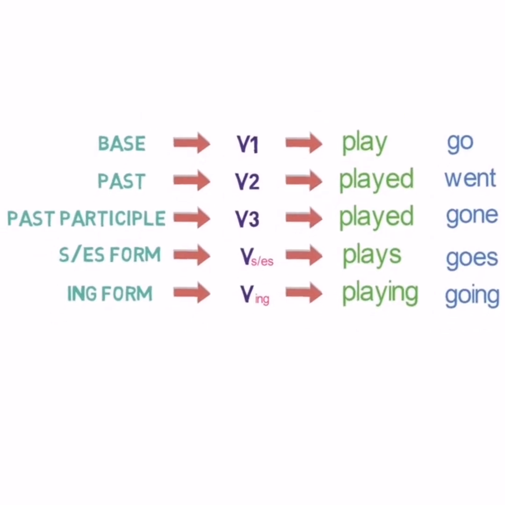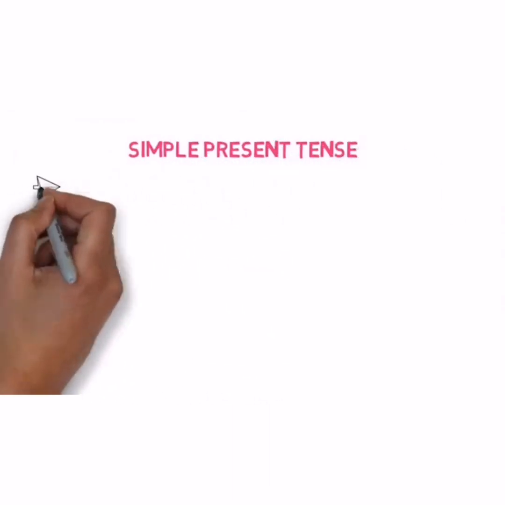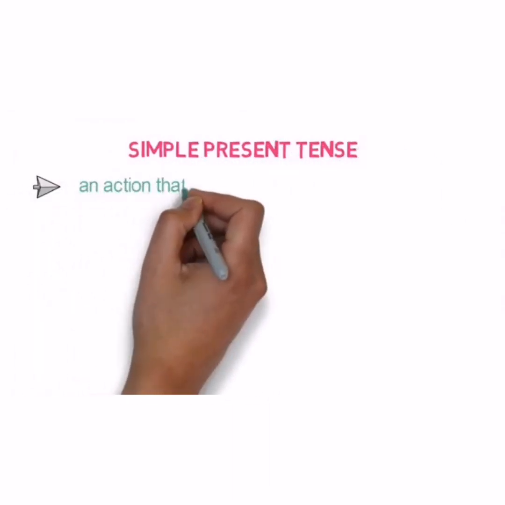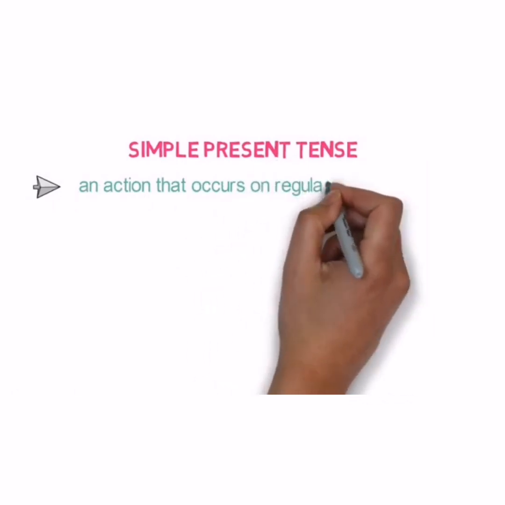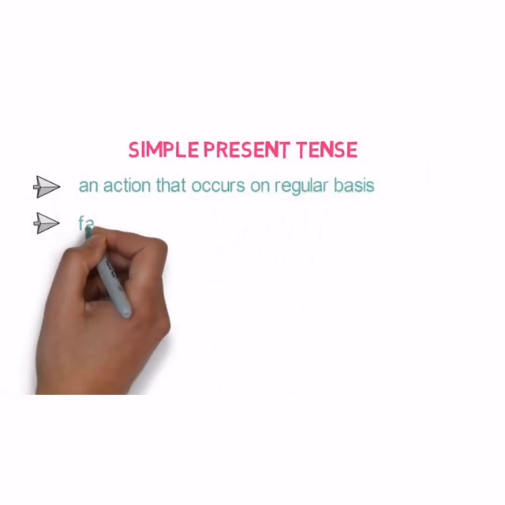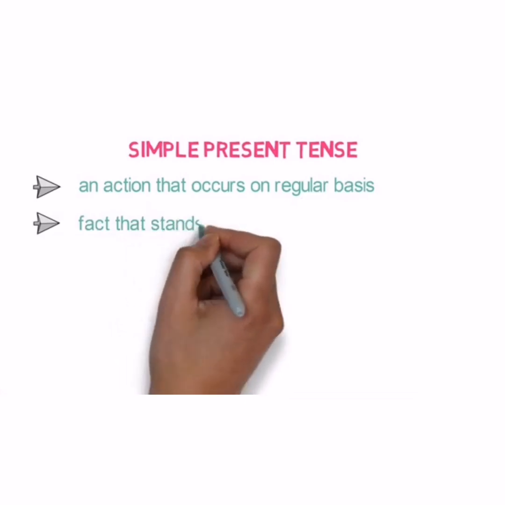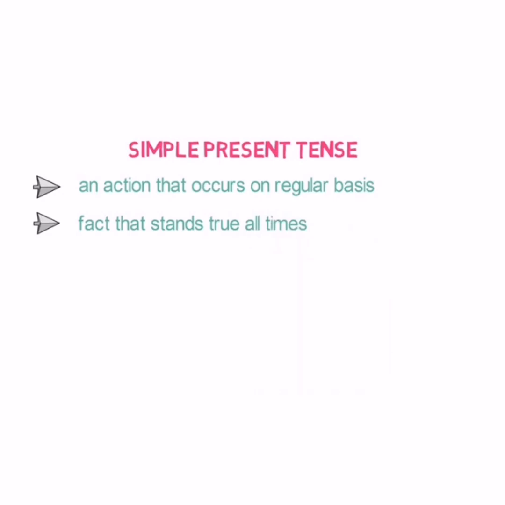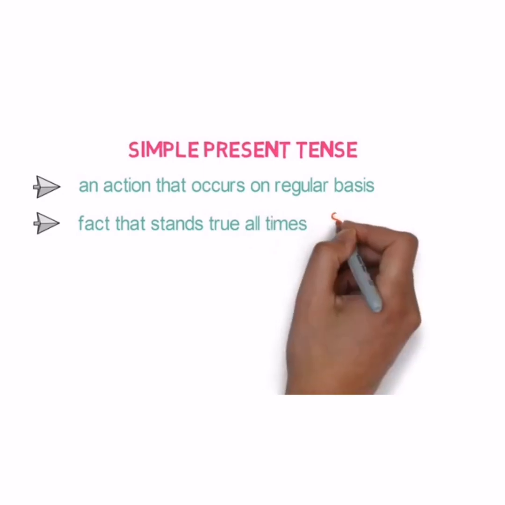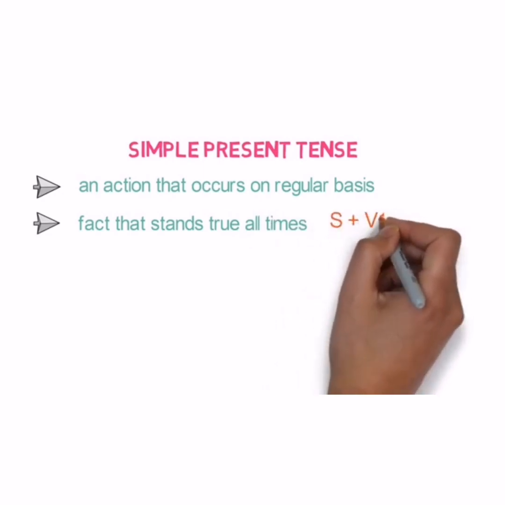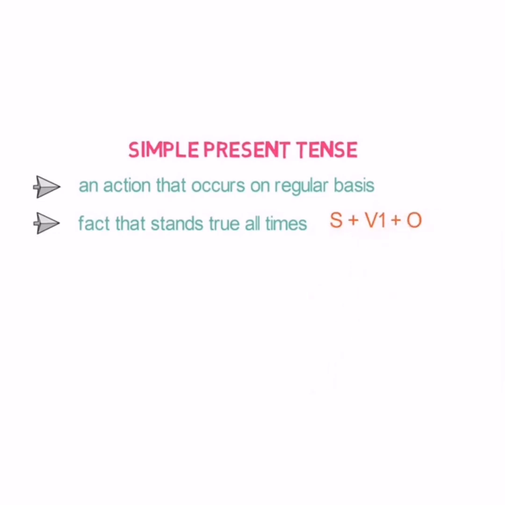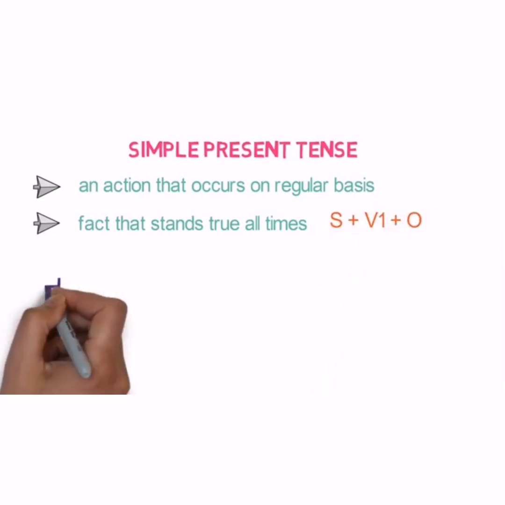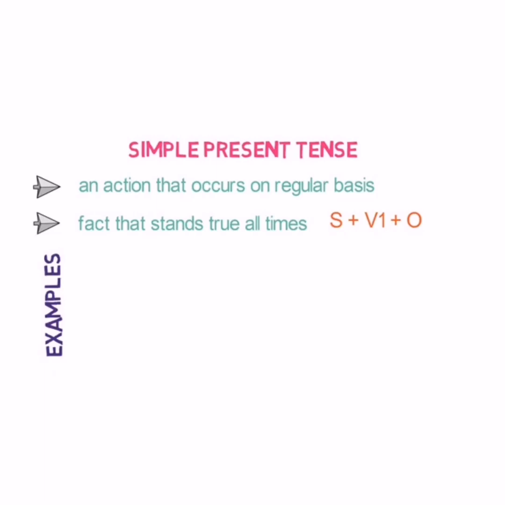Students, in this video, we will cover only the simple tenses. So let's start with the simple present tense. It refers to any action that occurs on a regular basis or any fact that stands true all the time. Now the structure of this sentence is subject plus verb first form plus object. Let's see an example of a regular action, like I play football regularly.